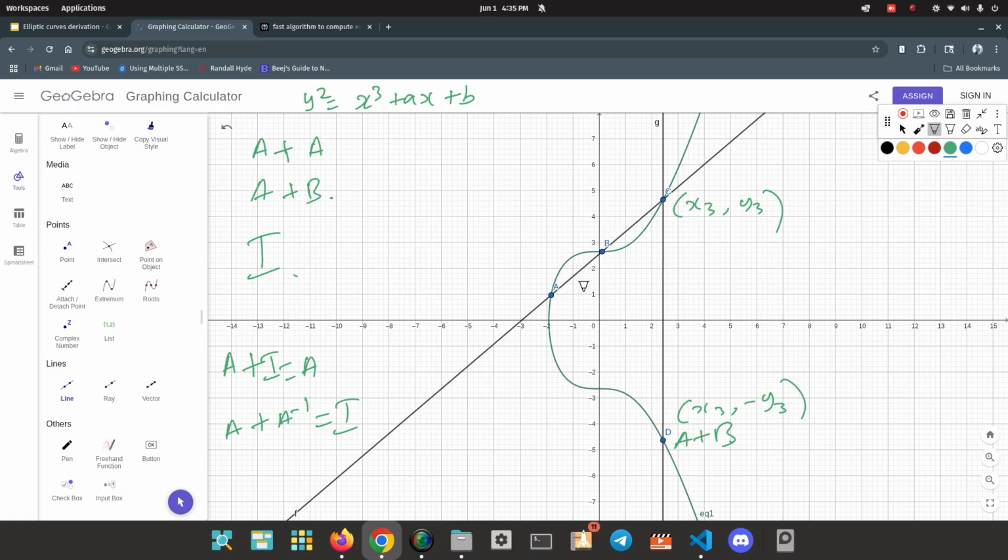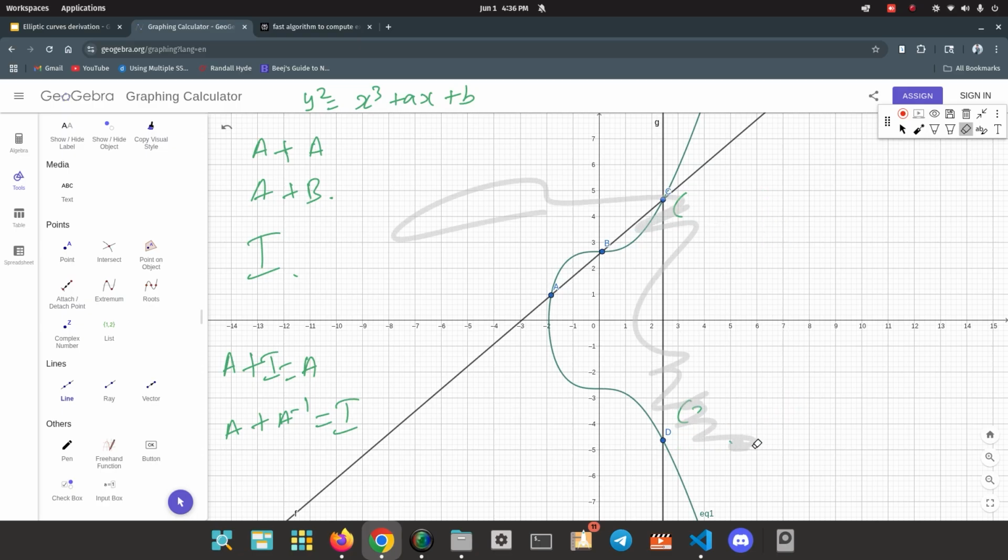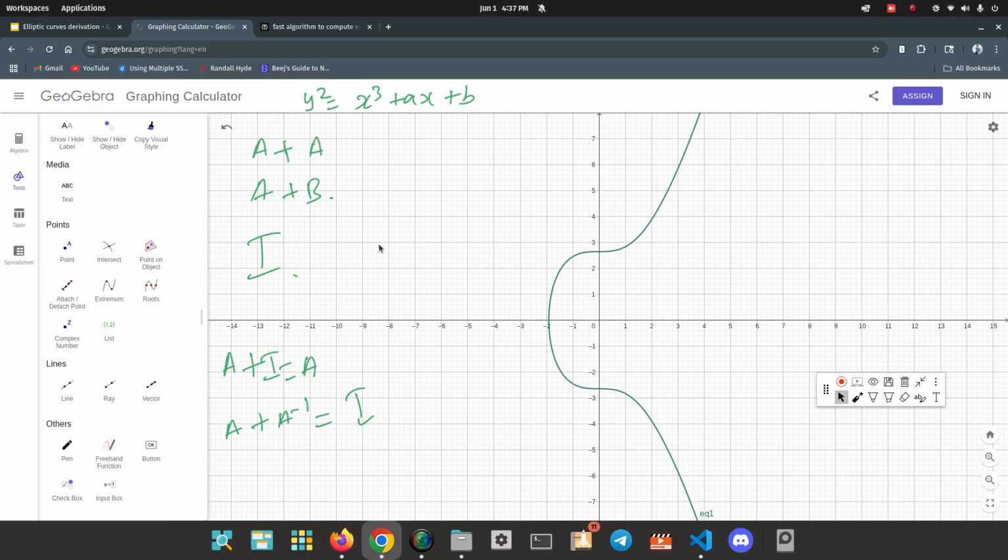But what happens when you try to add 2 points in the elliptic curve with the same x value? I mean, you can just take a screenshot of this. I'm going to erase the contents of this board. So now we are going to talk about the addition of 2 different points with the same x coordinate value. Let's draw a line exactly perpendicular to the x-axis. So now A and B both have the same x-axis value.